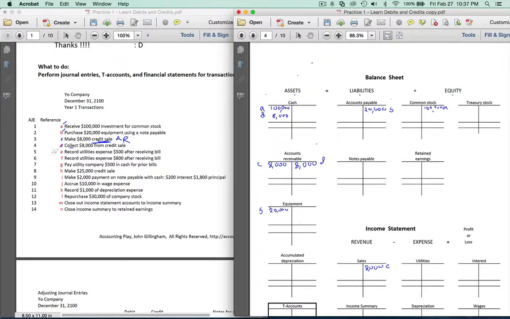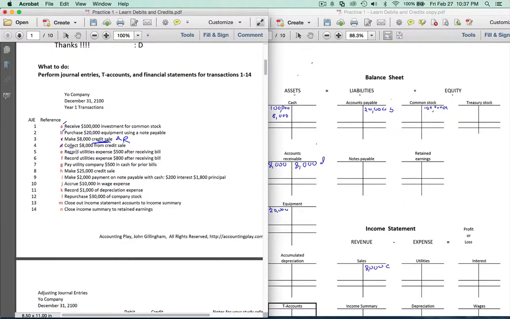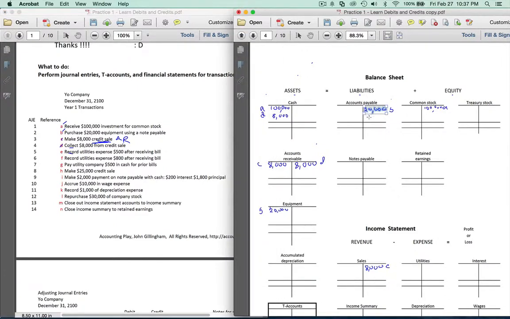So check it out. Now record utilities expense. Notice these words, record. Record is not a cash thing. You just received the bill in the mail. When you receive the bill in the mail, it's going to go into accounts payable. So accounts payable here is going to be 500. And now you're going to have an expense.